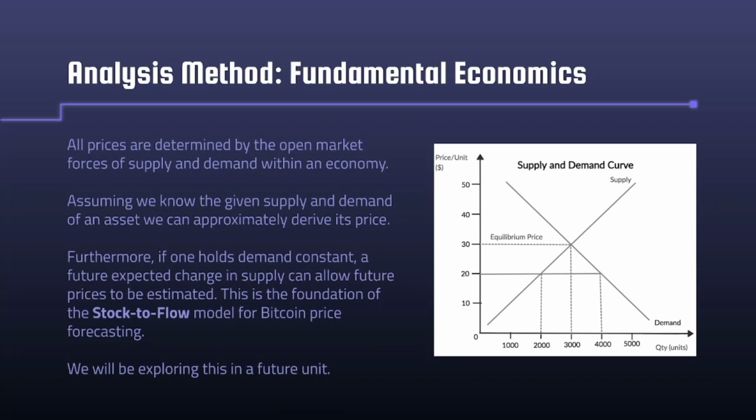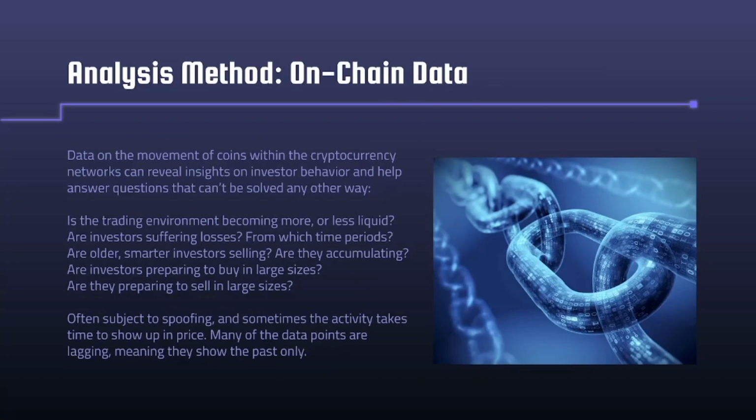Analysis method, fundamental economics. All prices are determined by open market forces of supply and demand within an economy. Assuming we know the given supply and demand of an asset, we can approximately derive its price. Furthermore, if one holds demand constant and has a future expected change in supply, that can allow future prices to be estimated. This is the foundation of the stock to flow model for Bitcoin price forecasting. We will be exploring this in future units so that we can exploit its signaling capacity.